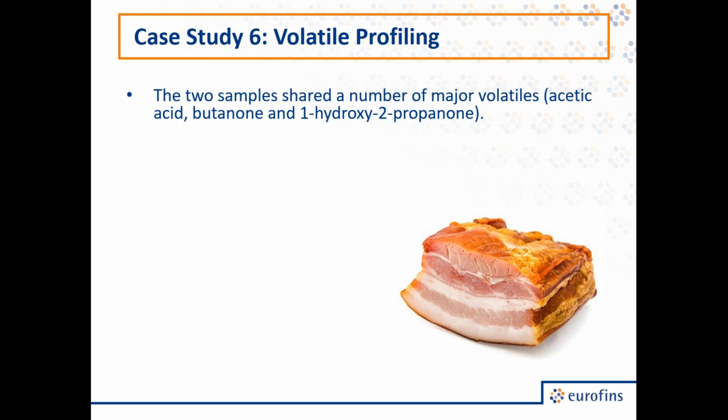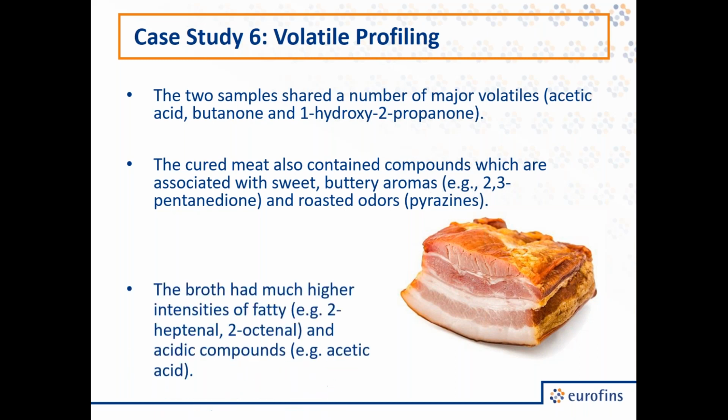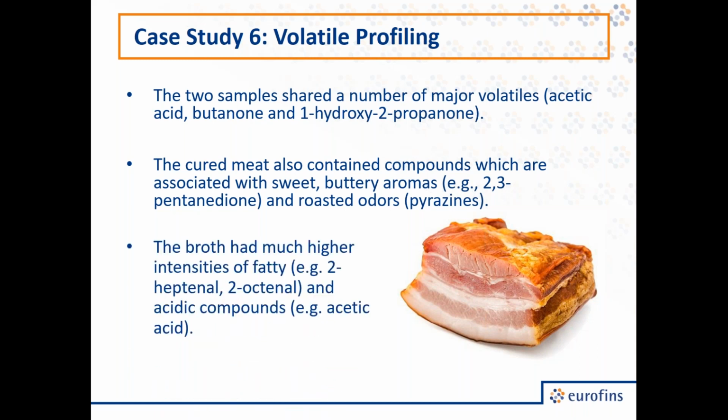So with this analysis, we were able to find that these two samples did share a number of major volatiles, such as acetic acid, but the cured meat also contained many compounds that are associated with sweet, buttery aromas and also roasted odors, while the broth had much higher intensities of fatty and acidic compounds. So with this information, the client was able to further pursue how to more accurately get those aromatic flavors into their final product.